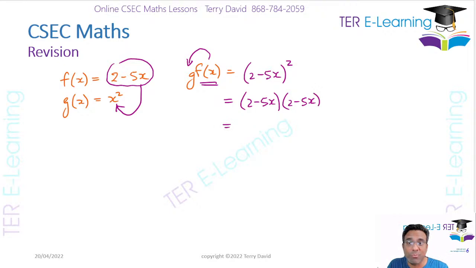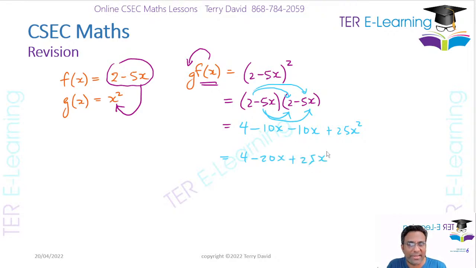When you're multiplying two brackets, there's an order you must follow. The first term by the first term, 2 by 2, gives me 4. Then 2 by minus 5 gives you minus 10x. Minus 5 by 2 gives you minus 10x. And then minus 5x by minus 5x gives me plus 25x squared. When I simplify this, I get 4 minus 20x plus 25x squared.